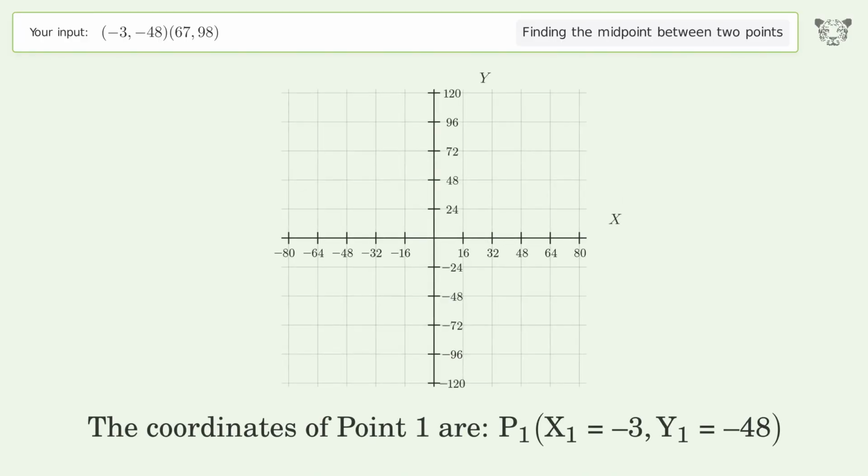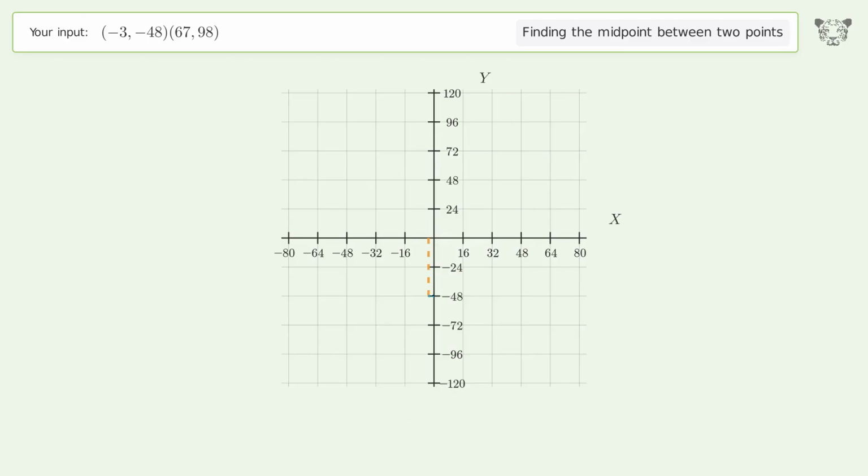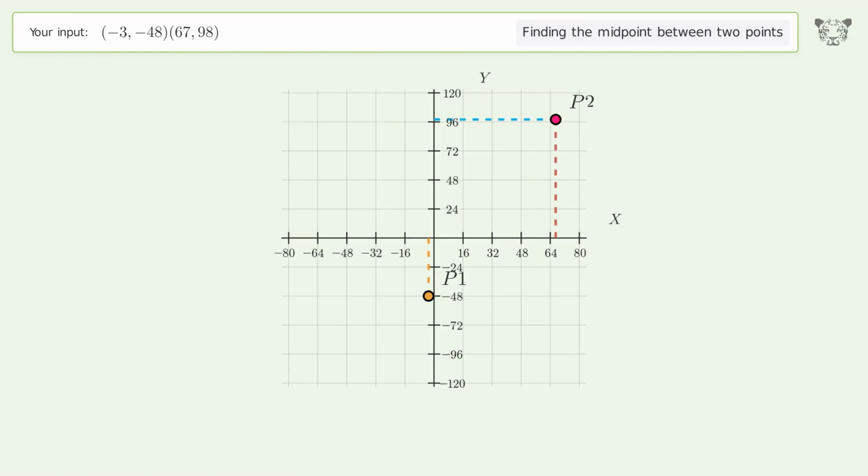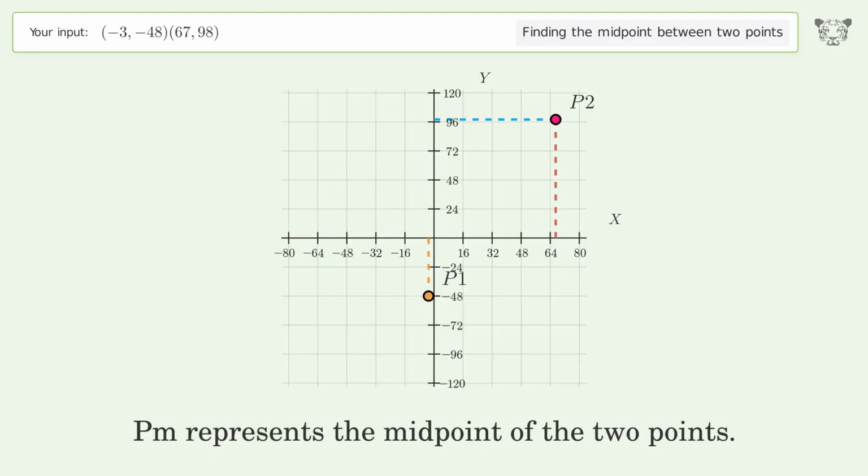The coordinates of point 1 are x1 equals -3, y1 equals -48. The coordinates of point 2 are x2 equals 67, y2 equals 98. PM represents the midpoint of the 2 points.